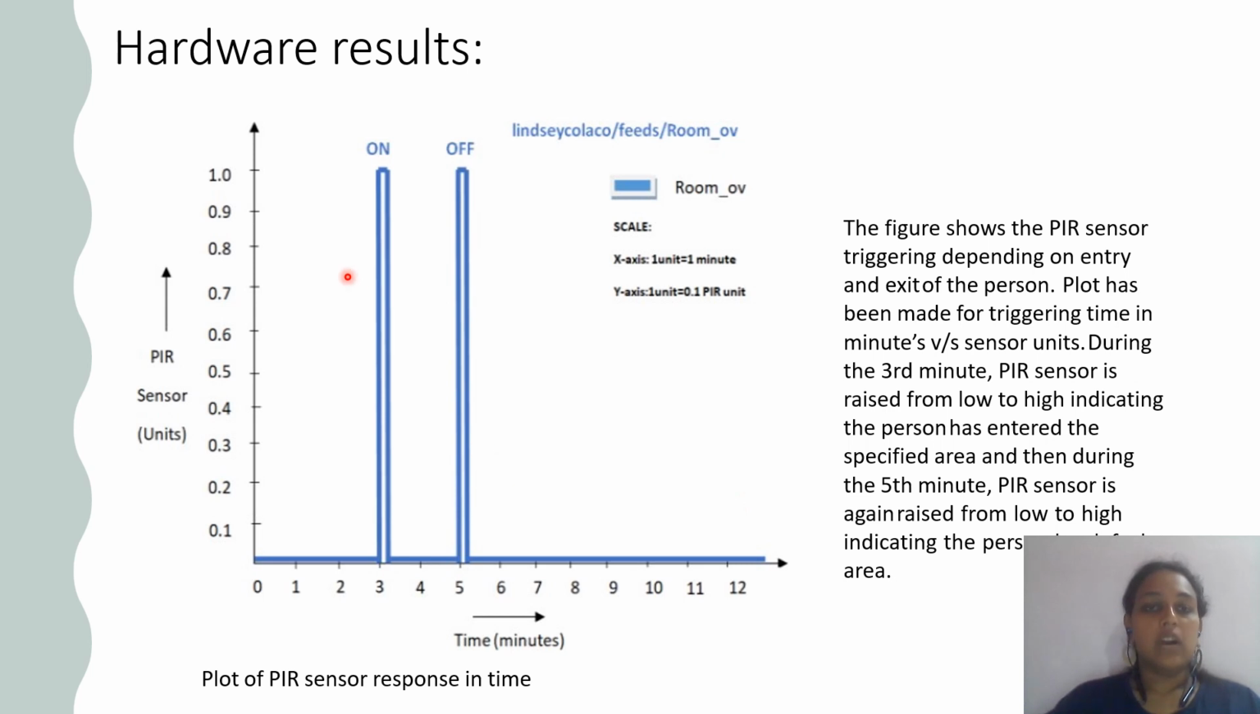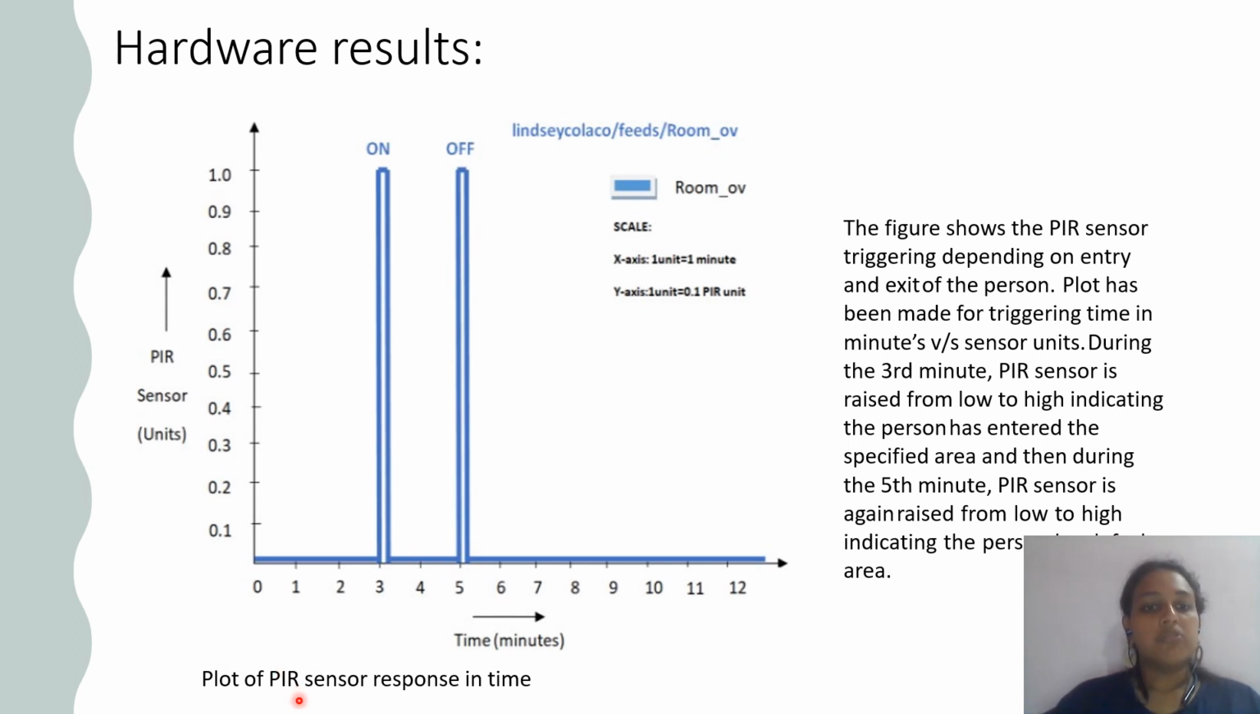Now, these are the output graphs. For all the succeeding output graphs, the experiment was that a person was made to enter the room at the 3rd minute and the person left the room at the 5th minute. So all the graphs will be seen accordingly.